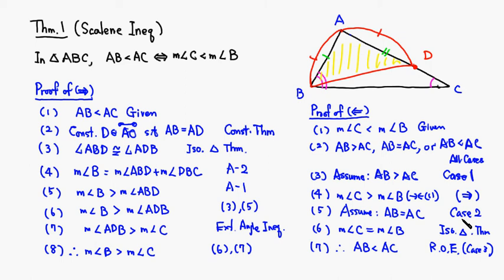So the Scalene inequality says the angle opposite from the longer side is always larger than the angle opposite from the shorter side, or the side opposite from the larger angle is always longer than the side opposite from the smaller angle. So that's the Scalene inequality.